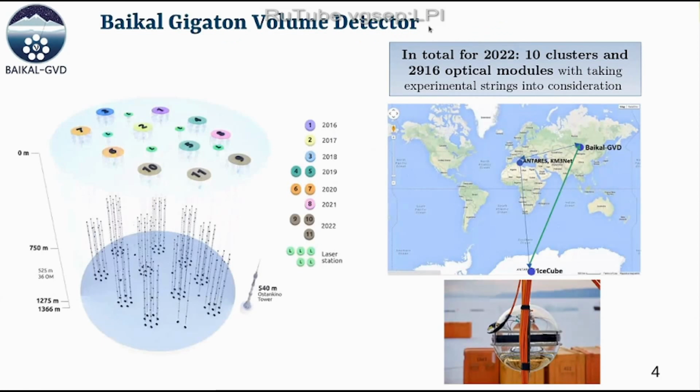Baikal Gigaton Volume Detector is the biggest neutrino telescope in the Northern Hemisphere. At the moment, it consists of 10 clusters and approximately 3,000 optical modules. One optical module looks like this glass sphere. This number is if we take into consideration our experimental strings. Baikal Gigaton Volume Detector interacts with the other neutrino telescopes, Antares, KM3NeT, and of course IceCube, and this work is about this interaction.